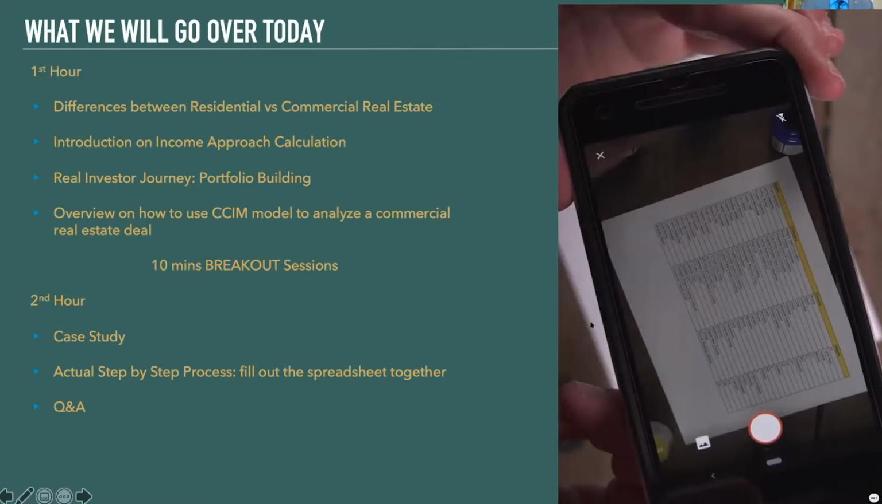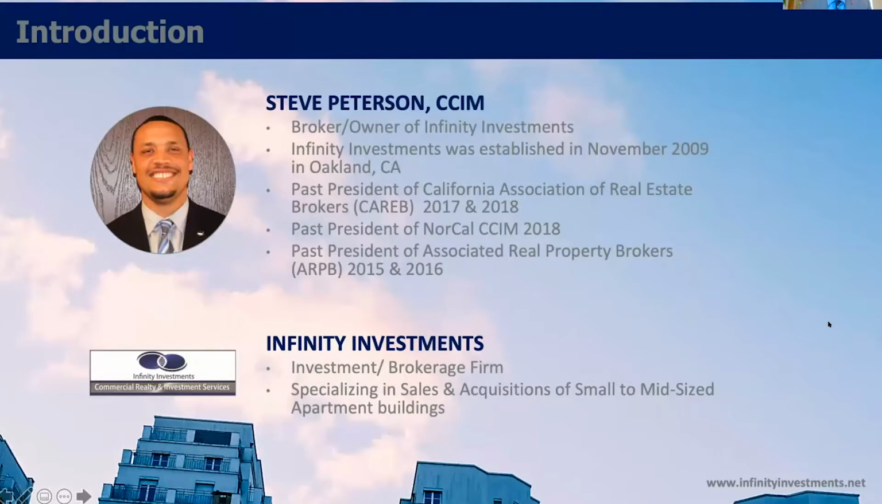Just a little bit about myself, in case you don't know me. Again, my name is Steve Peterson. I'm the broker owner of Infinity Investments. We're a commercial real estate brokerage and investment firm based in Oakland. We started in November 2009, so we've been around the block. I also was the past president of the California Association of Real Estate Brokers, in 2017 and 18. That is the state board of NAREB, the National Association of Real Estate Brokers. I also was the past president of the Associated Real Property Brokers. That's the local Oakland chapter of the National Association of Real Estate Brokers, which is the Black Real Estate Brokerage Association.